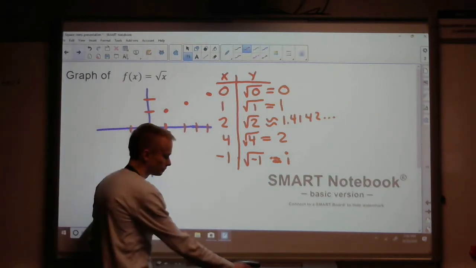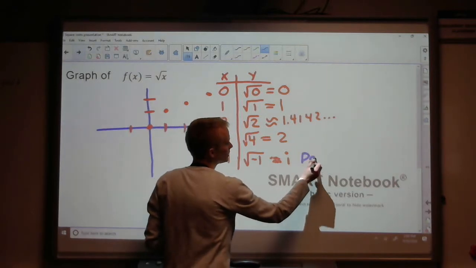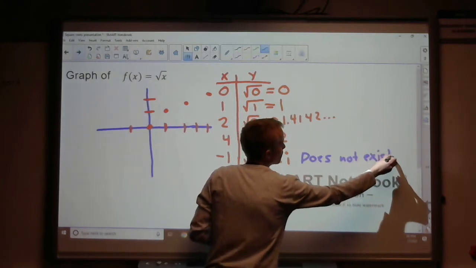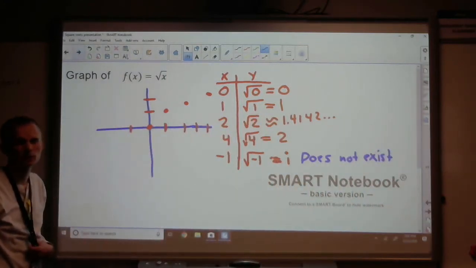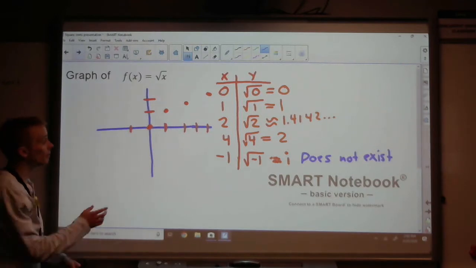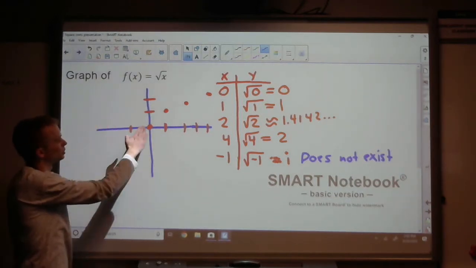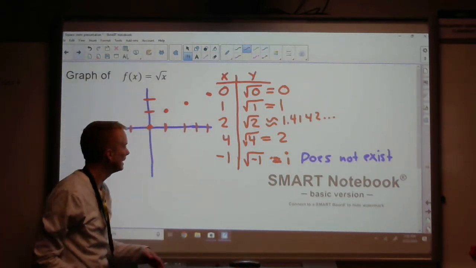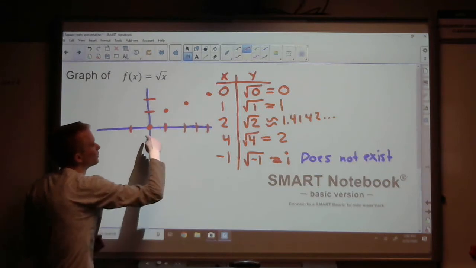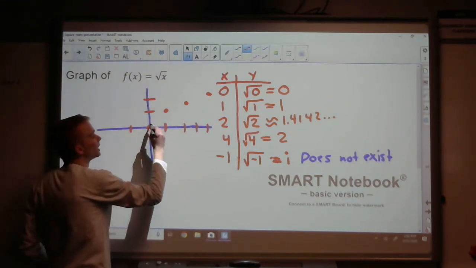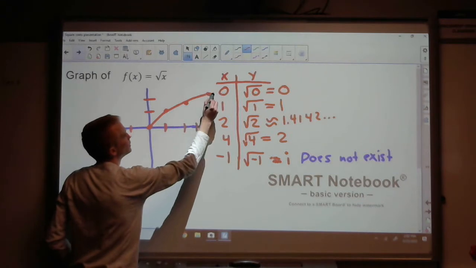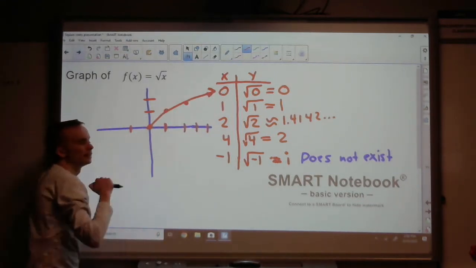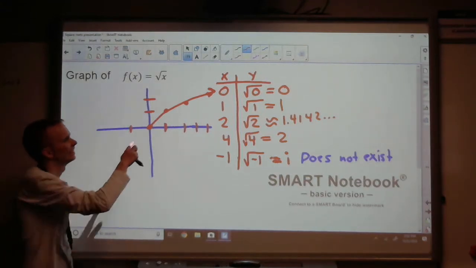So this does not exist. Okay? This doesn't exist when we plug it in. So that means there's no points over here. There's no points on the left-hand side of my graph. And so that means that only this stuff is going to be in my graph. It's going to look like this. Okay? And it's a curvy line. It's not a straight line. Okay? It's kind of curvy.